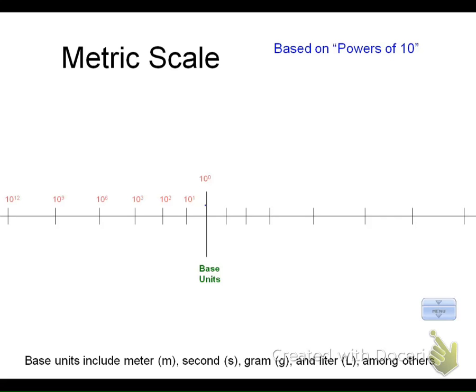On the other side of home base, our numbers are going to get smaller. So we're going to begin that with 10 to the minus 1. That's one step to the right. That's 10th with a th at the end, 100th, and 1,000th, 10 to the minus 3.